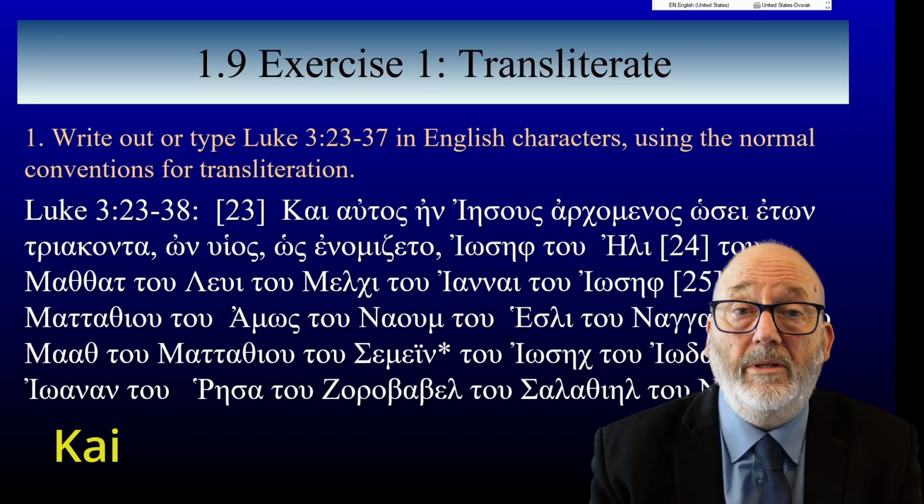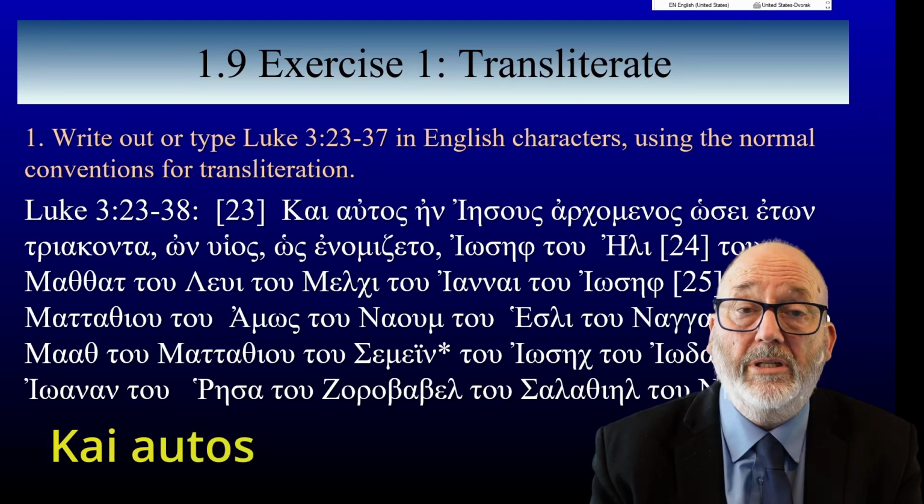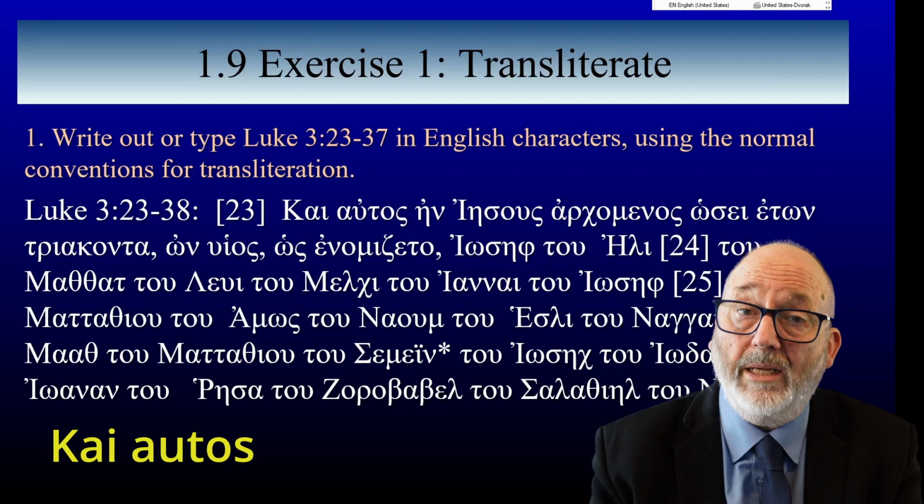Again, alpha is written with an English A. Upsilon is written with an English U. Tau is written with an English T. Omicron is written with an English O. And sigma is written with an English S.